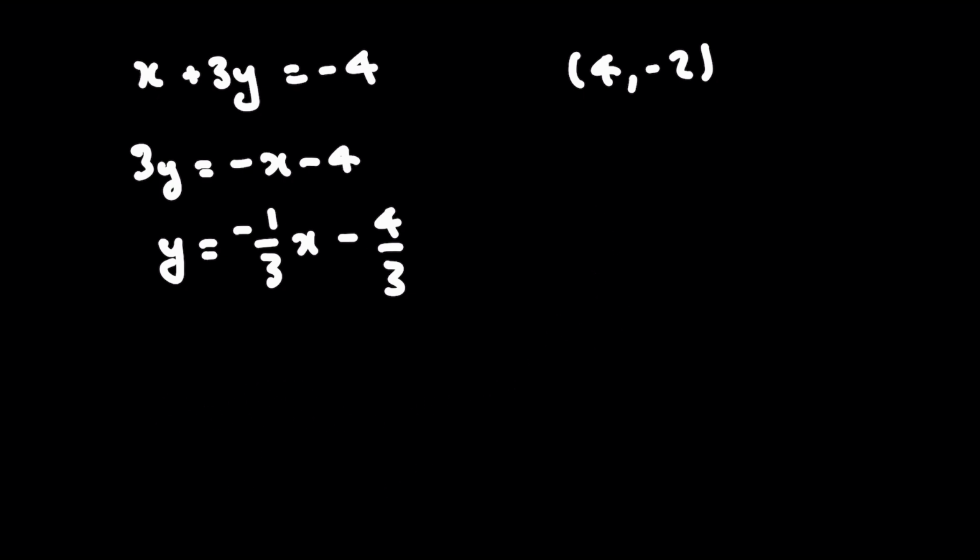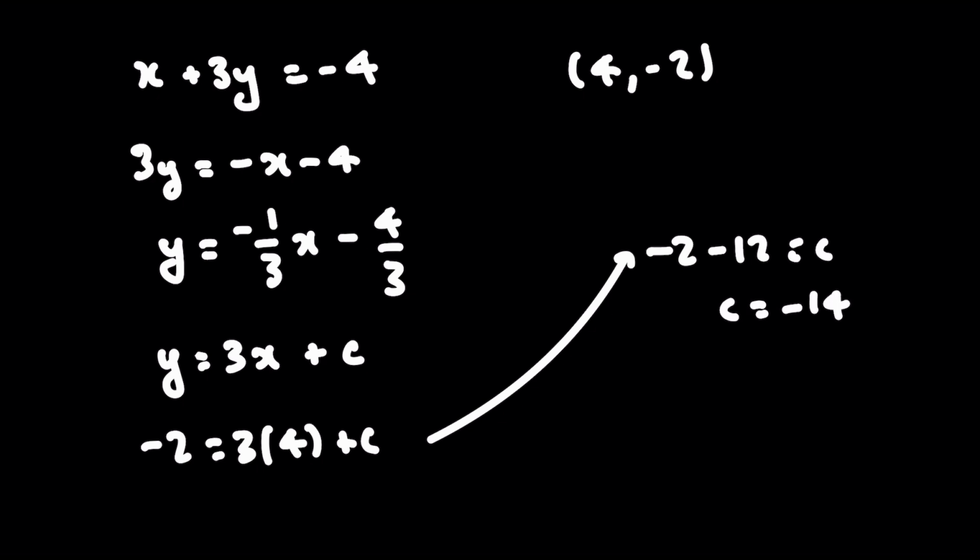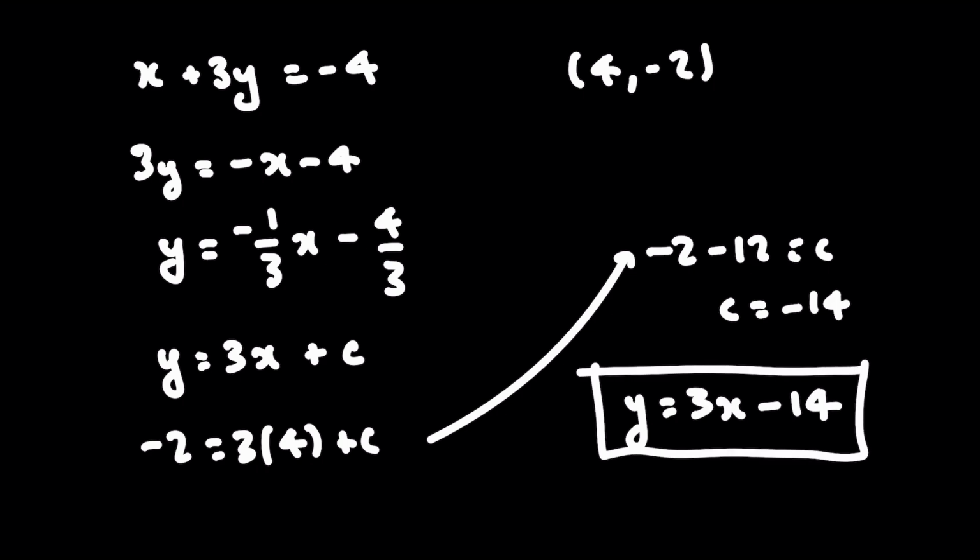So now that you know that the gradient is 3 for the perpendicular line, all you have to work out is what plus c is. So we just substitute the points. And there we have it. That means y equals 3x take 14. That is the line perpendicular to this line here. You can pause all of these examples and type them into Desmos to verify the answers.